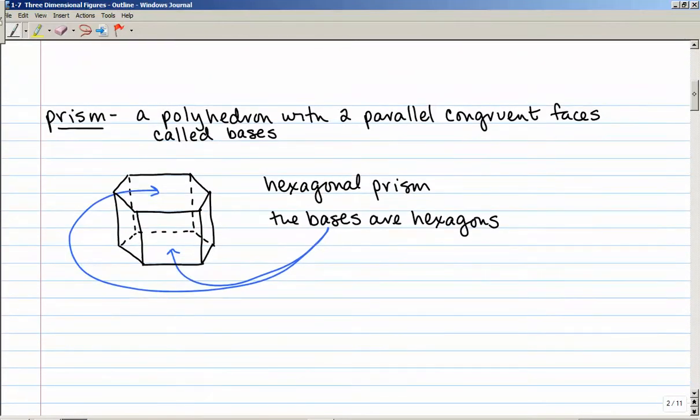Let's take a look at a couple different types of solids. A prism is a polyhedron that has two parallel congruent faces that are called bases. This is an example of a hexagonal prism because the top is a hexagon, a six-sided polygon, and the bottom is also a hexagon. Those are considered the bases because they are the two parallel congruent faces. They're across from each other, they're parallel, and they are the same size.